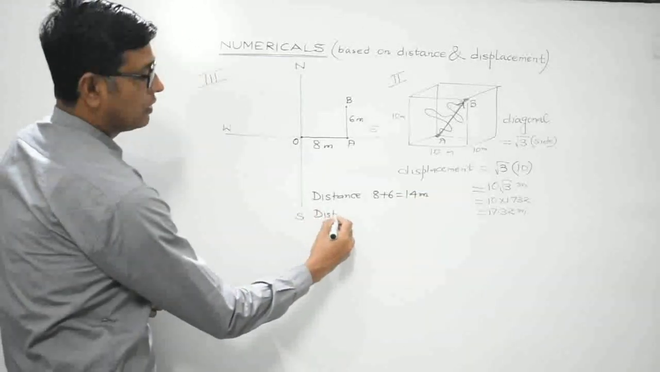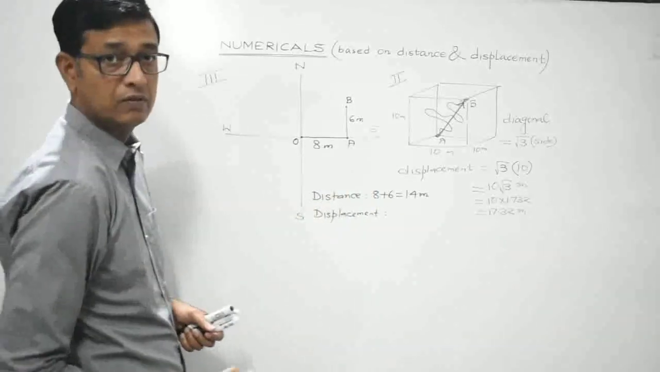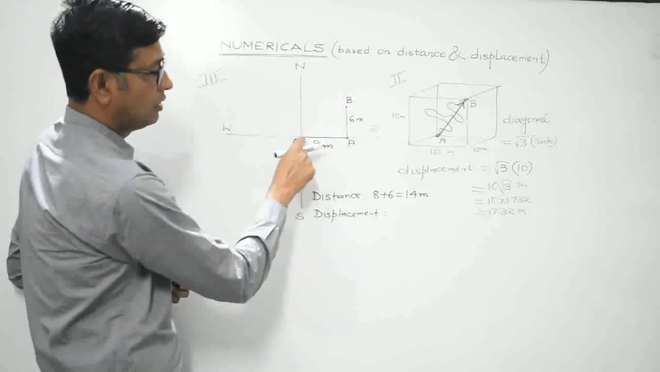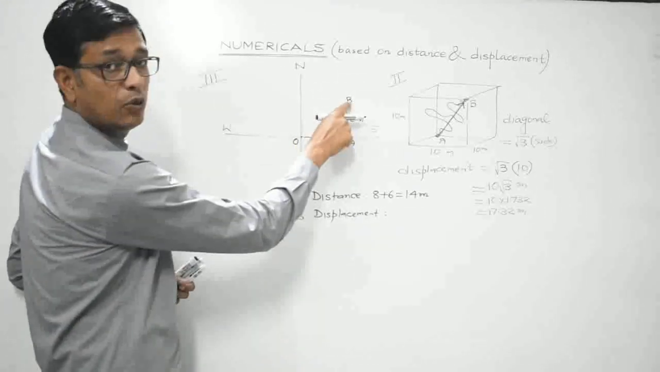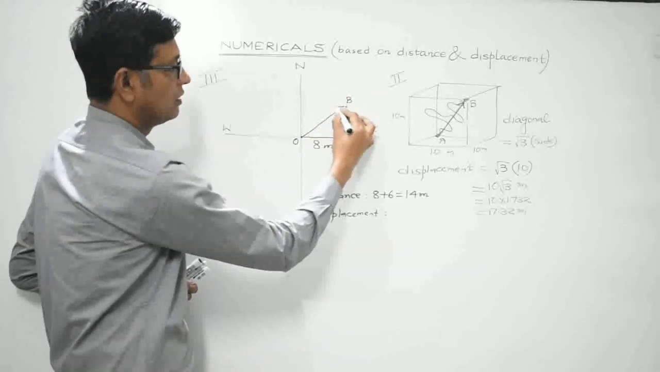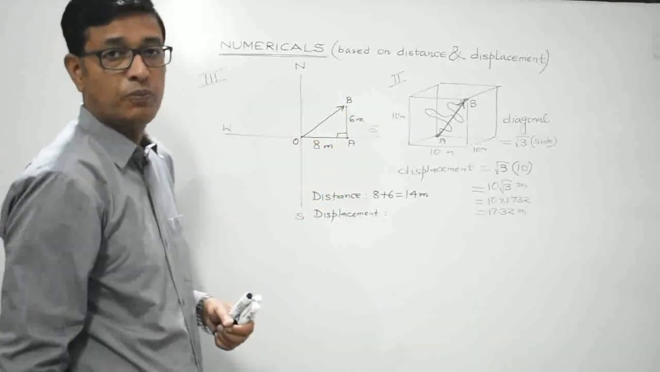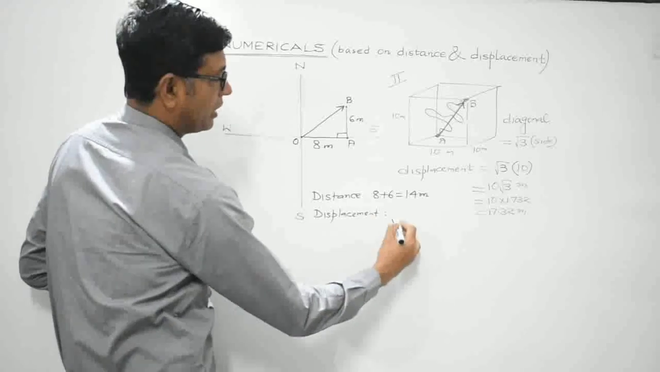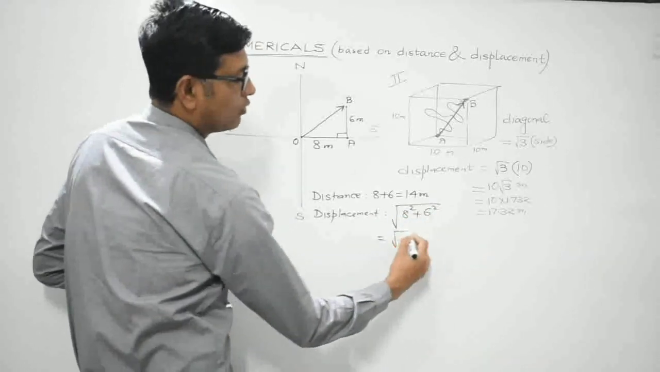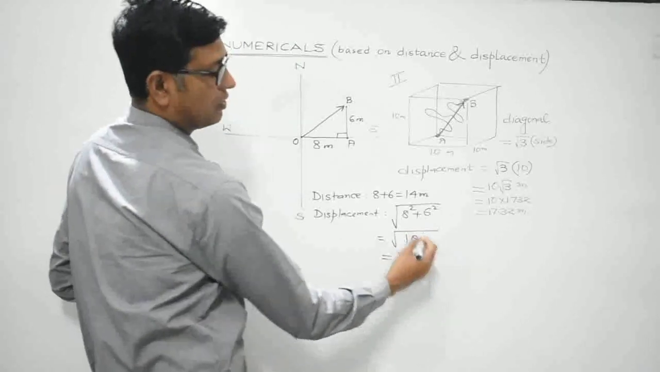What about displacement? Displacement will be given by the shortest possible distance between the initial and the final position, and it should be in a unique direction, obviously. This will be the displacement. Again, it's a right angled triangle, so we can make use of Pythagoras theorem. The displacement will be given by square root of 8 square plus 6 square. It will be equal to 64 plus 36, which will be 100. It will be equal to 10 meters.